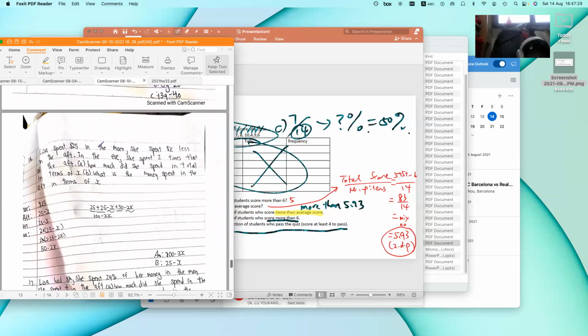This is the question I want to go through with you. Spend 25 in the morning, okay? And then she spent X less in the afternoon, X less than, so minus. And then in the evening, she spent 2 times that of the afternoon. 2 times of afternoon, so you times in. So it's okay, good. Then you add up all. So how do you add up? 25 minus. Okay, good. Then similar terms. Yeah, good. This question is very good.